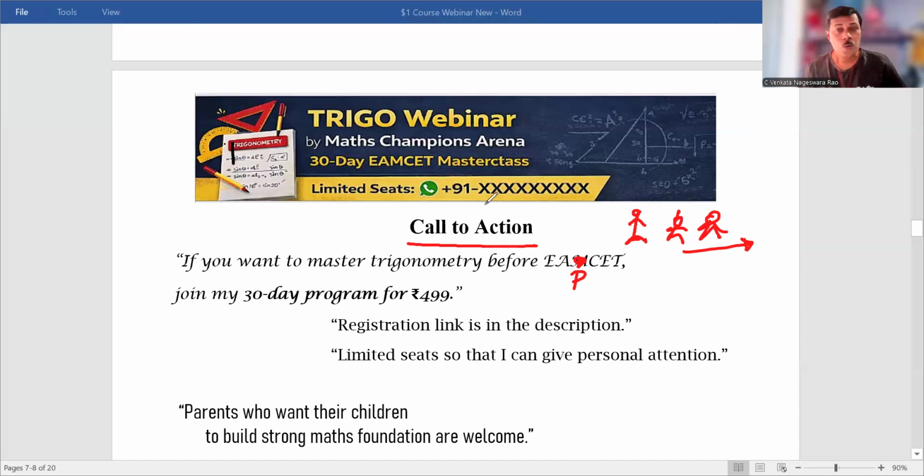Trigonometry, my goodness, in every shift of the paper I have seen around 7 to 8 questions appearing. In every shift of the 2025 paper, and the 2024 paper, all the shifts that I have taken, there are.